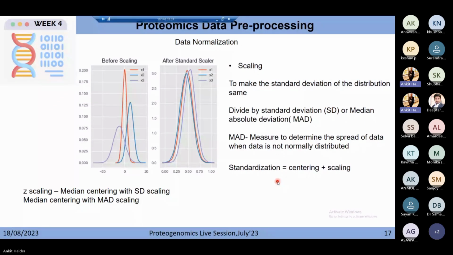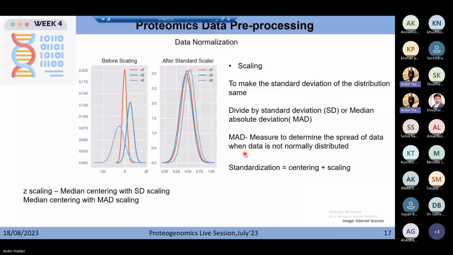What are the different types of scaling? There is z scaling: it is median centering, divided by the standard deviation to perform a standard deviation scaling. That is z scaling. Another is median centering with MAD scaling, where MAD is division by the median absolute deviation. This is how you can reduce your technical variations or bias.